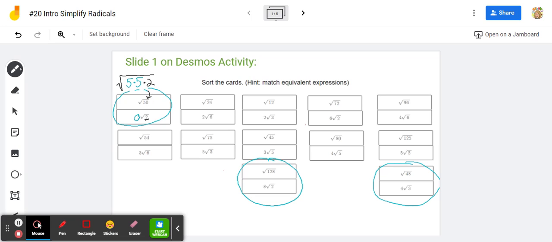Does that work for everything? Taking a look at the other two blue circled items from our activity, if we took that outside number of 8 and multiplied it by itself, 8 times 8, and then multiplied by 2 from the inside of the radical, we got 64 times 2, which is 128. It works. Oh my goodness. So if we took 4 times 4 times 3, that ends up giving us 48, like in that bottom right question.